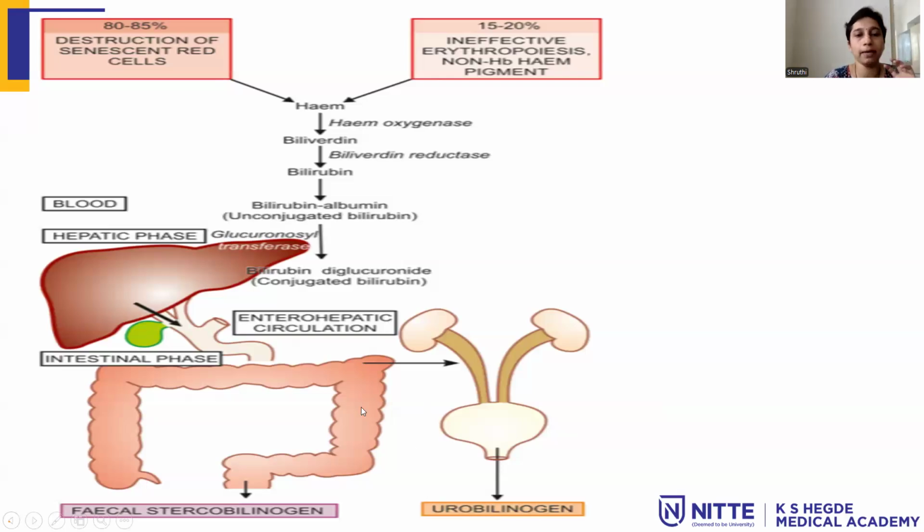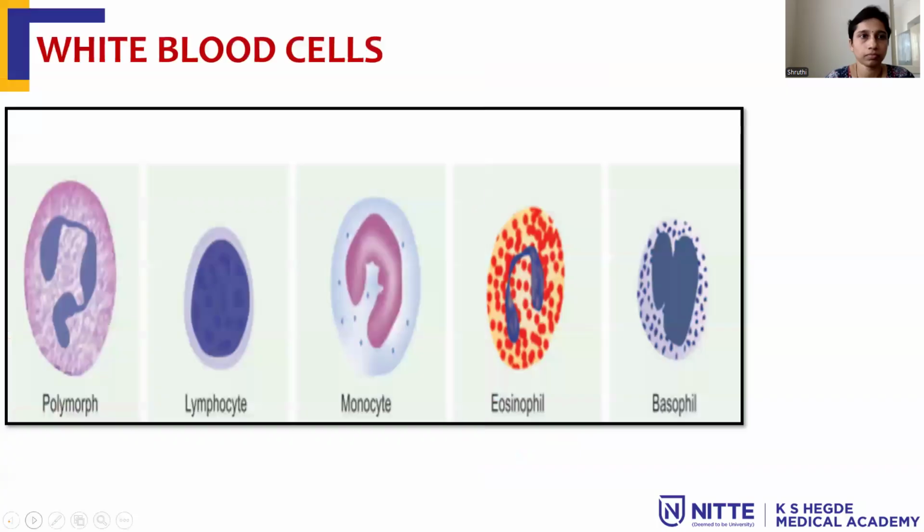So part of it will be reduced into stercobilinogen or stercobilin, which will be excreted in the feces. So the brownish color to the feces will be given by the stercobilin, which is derived from the bilirubin. So coming to WBCs.